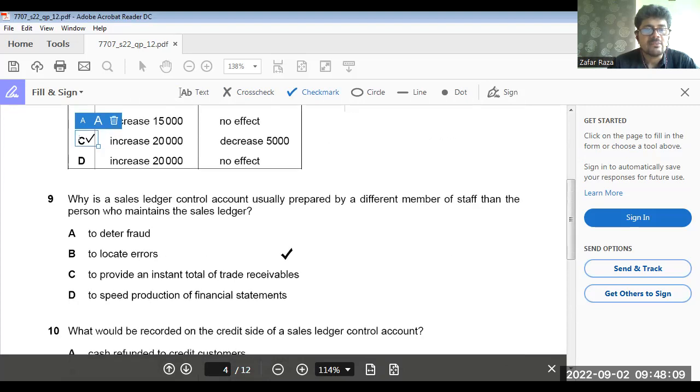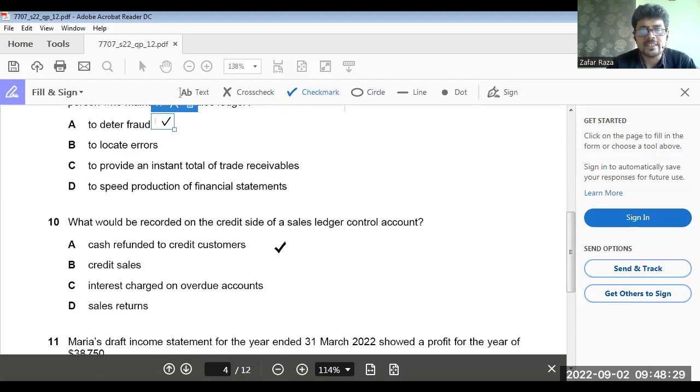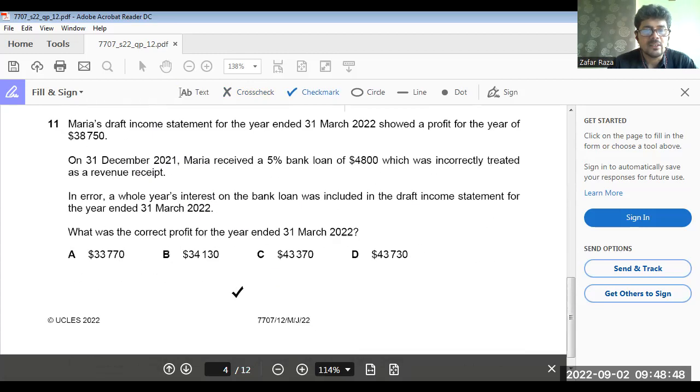Okay. Why is the sales ledger control account usually prepared by a different member of staff than the person who maintains the sales ledger? The first reason is to deter fraud. Okay. What would be recorded on the credit side of a sales ledger control account? Cash refunded to credit customers? No. Credit sales? No. Interest charged on sales returns? No. Yes, so D option should be the answer. Okay.